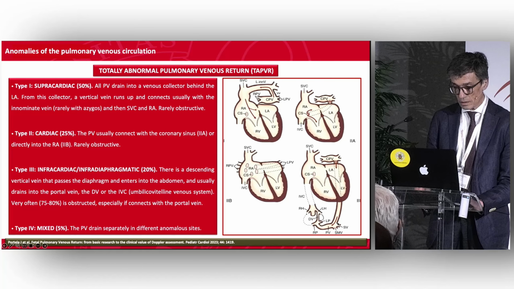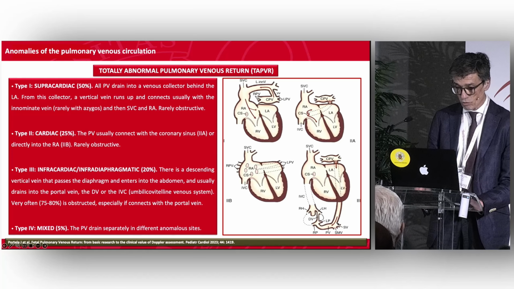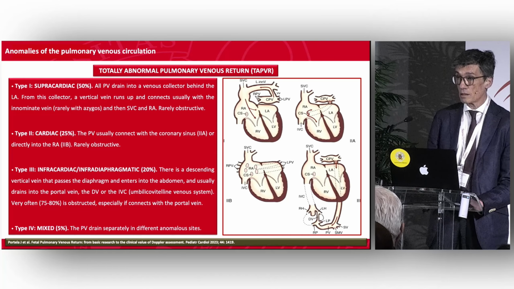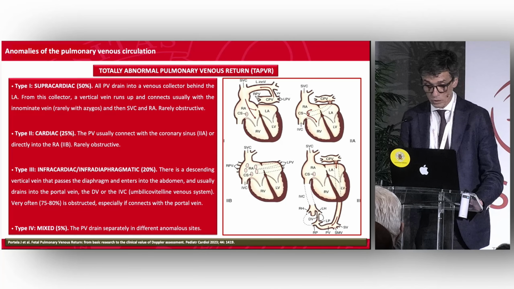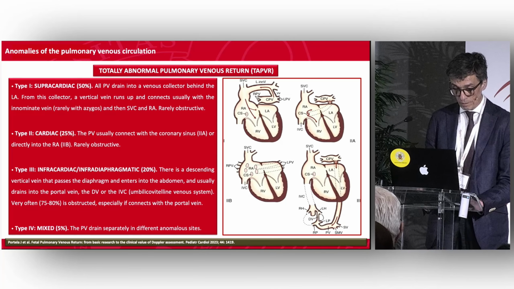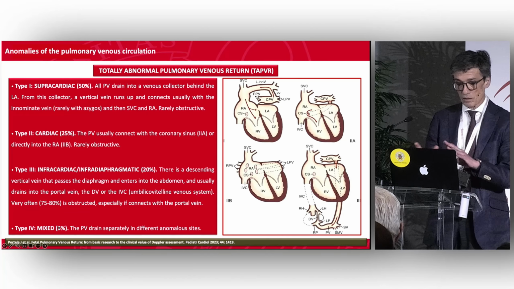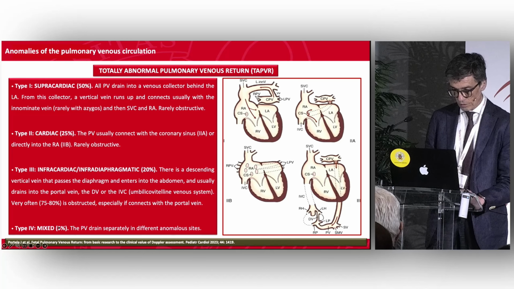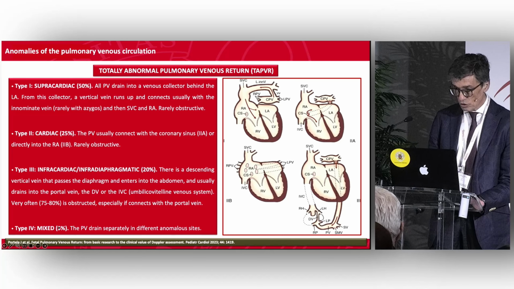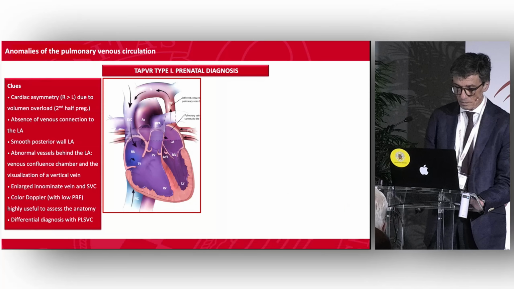This usually is the type that is more often obstructed, and this is the type that is more important to make the diagnosis prenatally because of this characteristic of obstruction. And only 5% of the cases are mixed. There are different combinations of the above. Let me show you some examples of these types of totally abnormal pulmonary venous return.